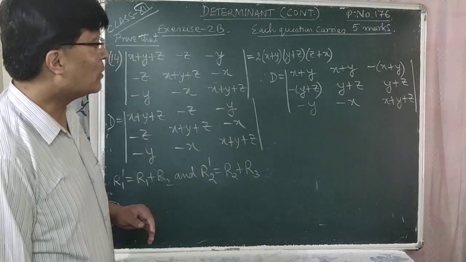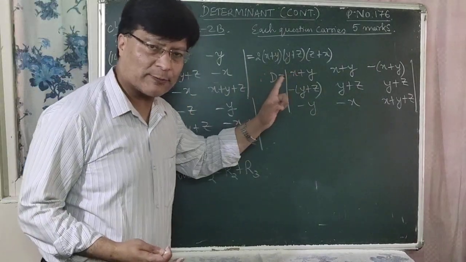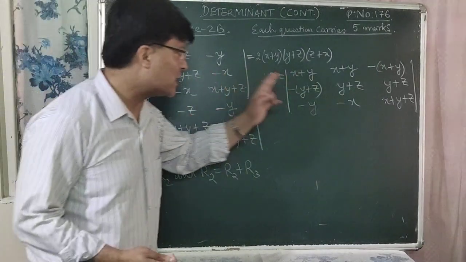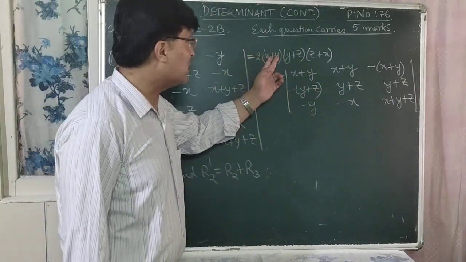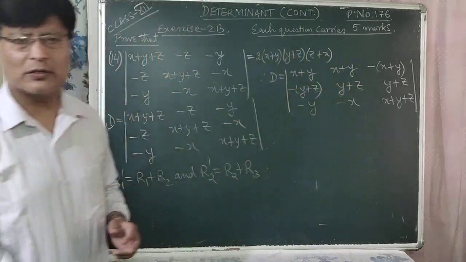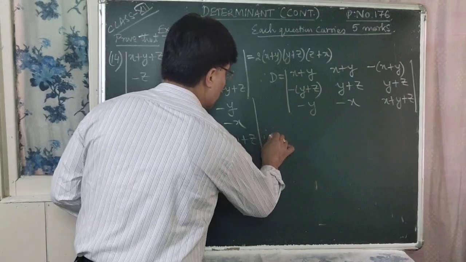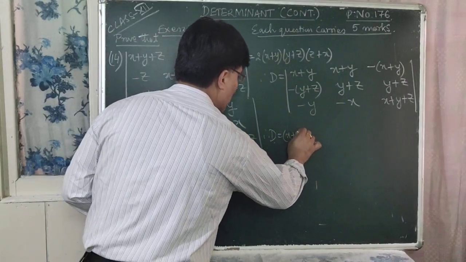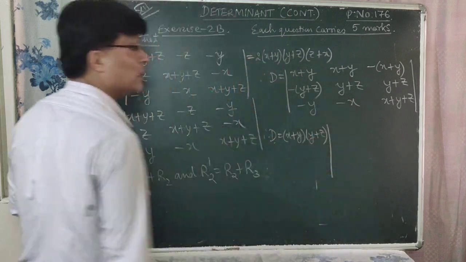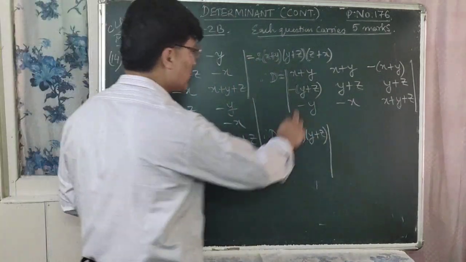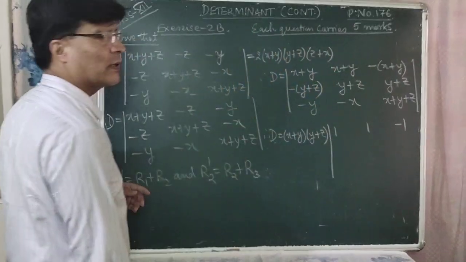Okay. Now what will you do in the next step? Now we can take common. From the first row, x plus y is taken common. From the second row, y plus z is taken common. That is x plus y into y plus z. We are getting these two terms, which is on the right hand side, isn't it? That is x plus y, y plus z, right? So therefore, d is equal to x plus y into y plus z, right? What is the first row? First row will be 1, 1, minus 1, isn't it? It is 1, 1, minus 1, right?